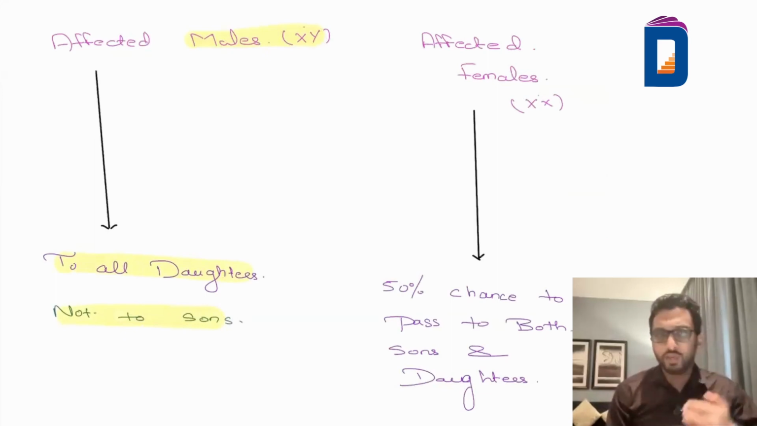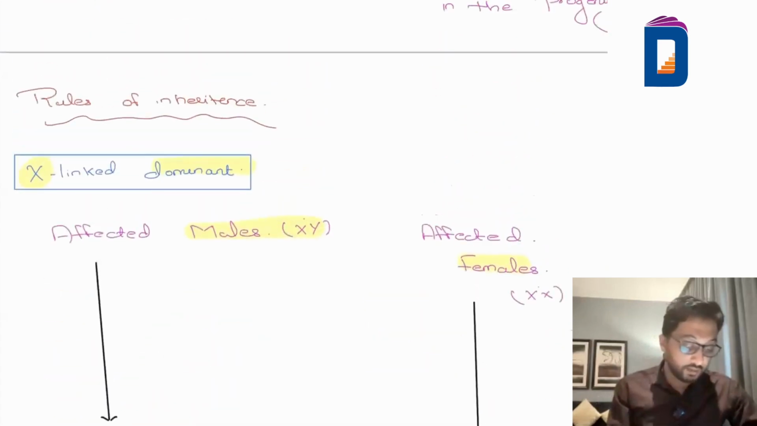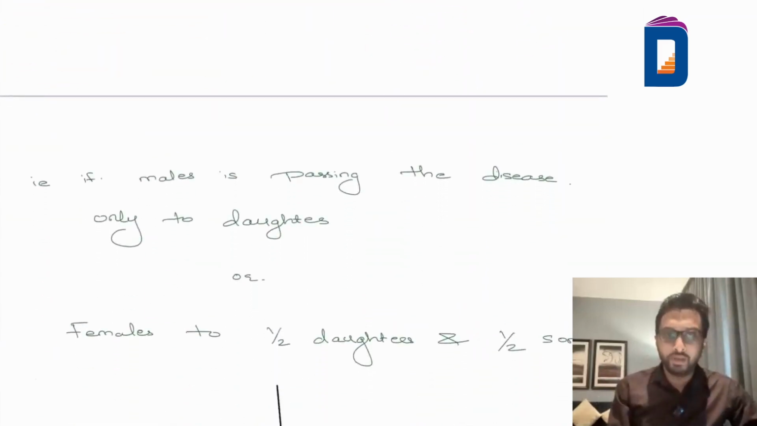Forget about the disease here. Imagine it's giving some sweets. So what fathers are doing here is giving to all the daughters and not to the sons. That's a little partiality. Whereas mothers, though a little bit inclined towards the male child, always share it equally, 50% chance to both males and females. This is a case of X-linked dominant.